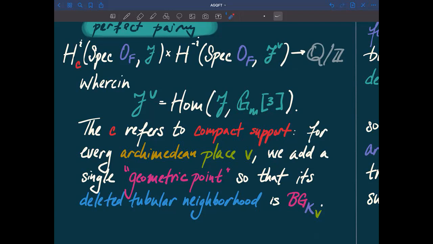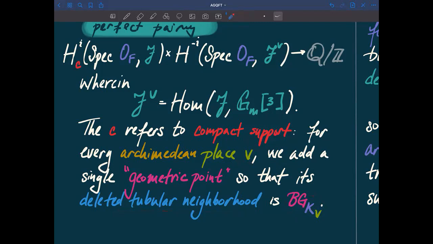So what's this compact support? Well, for every Archimedean place, I'm supposed to add a point. Spec OF was supposed to have an extra point, and it's supposed to be a geometric point, which is to say that it's not supposed to have any interesting arithmetic at that point. So you're going to add this point, but its deleted tubular neighborhood is supposed to be the classifying space of the absolute Galois group of the completion. So what happens here? Well, if it's a real place, then this is the real numbers, and I'm looking at BC2. If it's a complex place, then I'm just looking at a contractible space here.